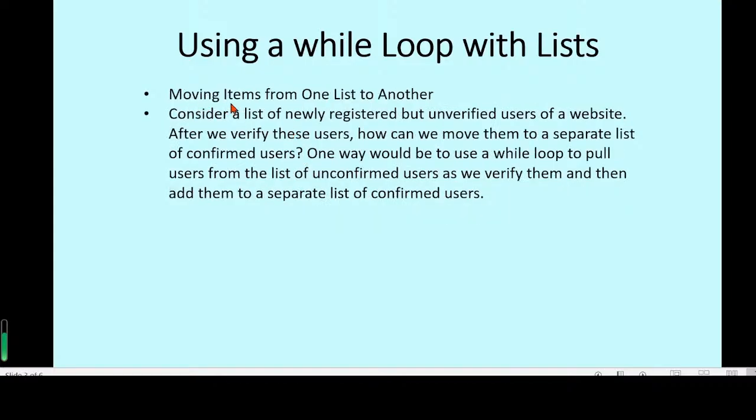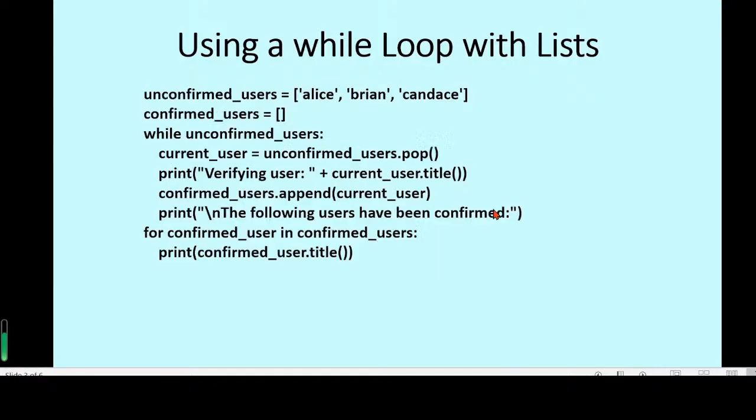So we can move items from one list to another. So consider a list of newly registered but unverified users of our website. After we verify these users, how can we move them to a separate list of confirmed users? One way would be to use a while loop to pull users from the list of unconfirmed users as we verify them, and then add them to a separate list of confirmed users.